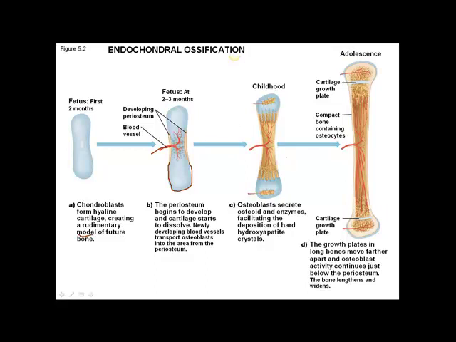So then, in childhood, again, now look, see this arterial network has gone all the way up to the growth plate, which is here and here. So this is our secondary growth plate up here. This will be the epiphyseal plate right here. The chondroblasts are secreting osteoid, which is bone-like material. Osteoid. And then enzymes are facilitating the deposition of hard hydroxyapatite crystals. These are the crystals that are going to make the bone hard.